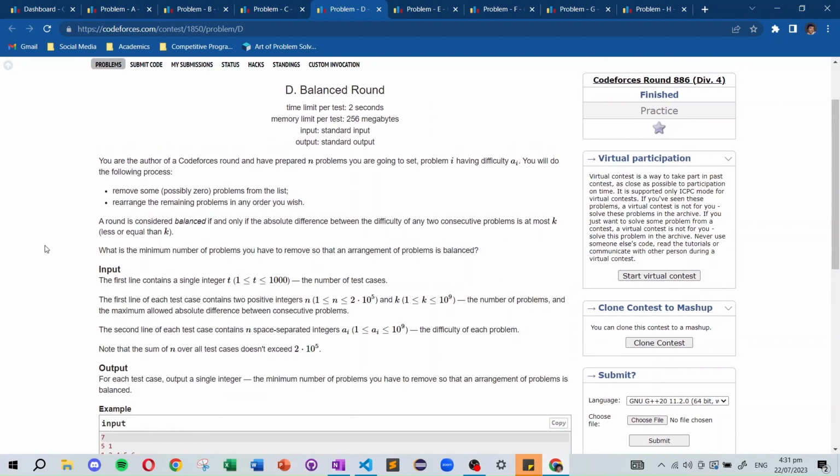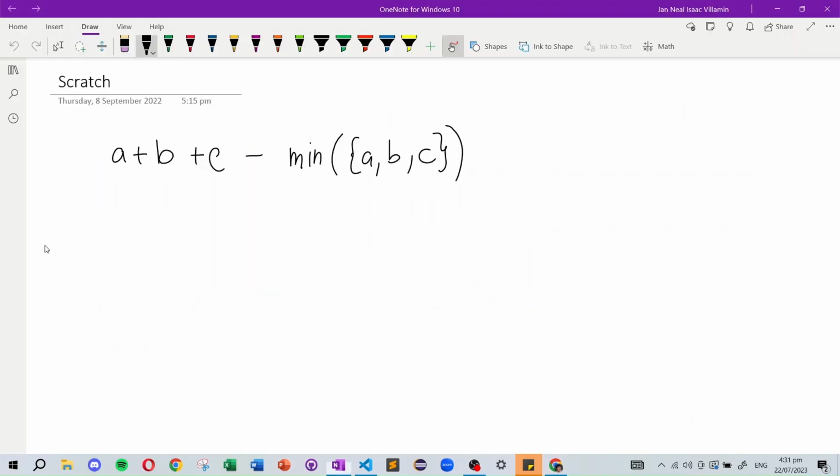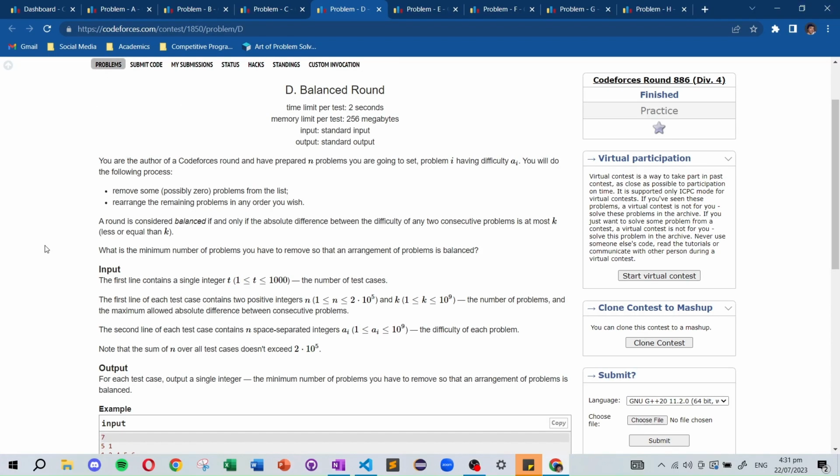So for this problem, this is an observation problem, and the observation is that, consider a problem. Let's fix a problem. Let's ask the question: what are the problems that give the least absolute difference between it and the problem? Because if you minimize the absolute difference of the two consecutive problems, then it's more likely to be at most k, if that makes sense.